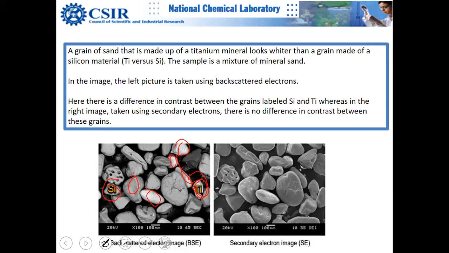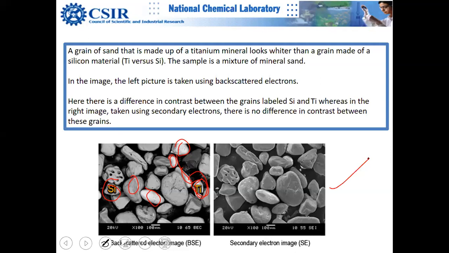It won't take you any time, and you start picking up the right stone, the right pebble for you. And here you can see that there's no compositional contrast.